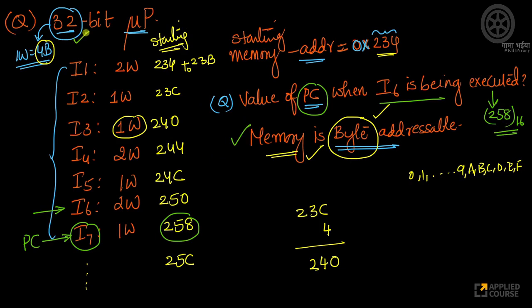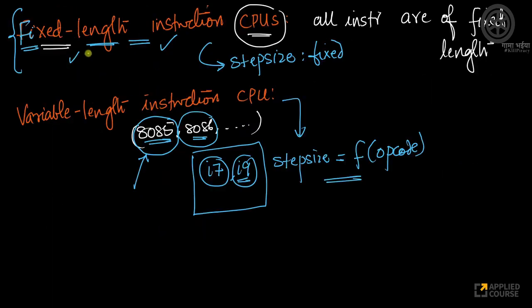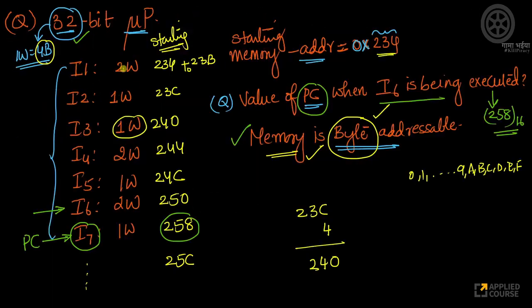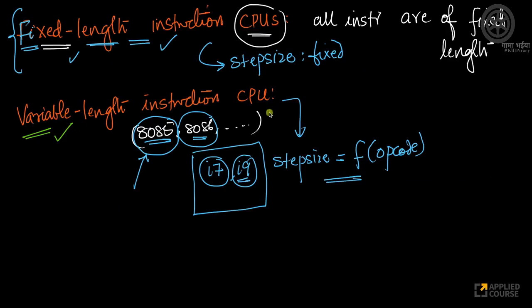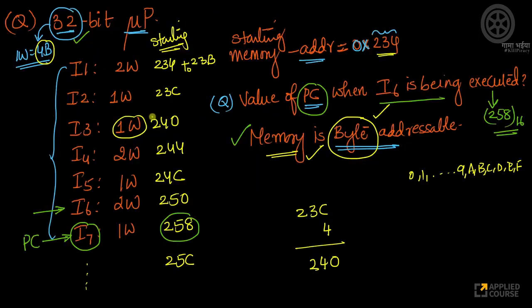And what we have is a 32-bit microprocessor, which means 1 word is 4 bytes. And then everything will fall in place. Again, this is obviously a variable length instruction CPU because each instruction has a different number of words, or different size. Each instruction is of different size. That's why it's a variable length instruction CPU. We don't have to be told that explicitly, right? Because each instruction is of different length. We already know that. Very simple concept, right?